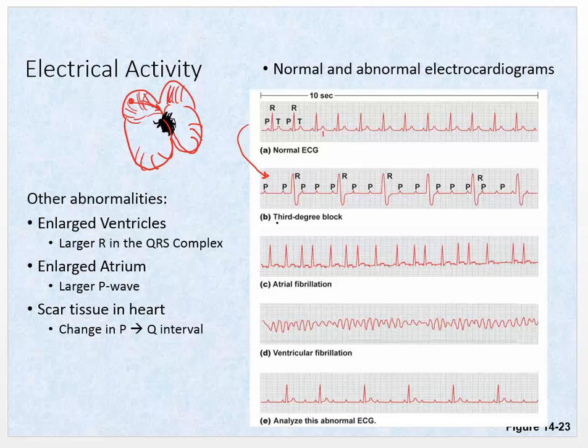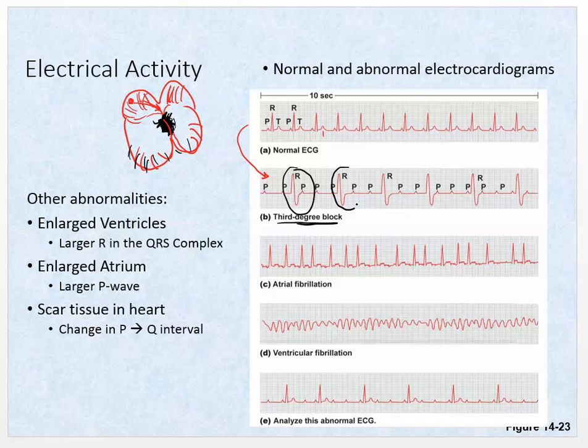It's showing a third degree block. So that means this is very rhythmic, but completely independent, and you're depending on the autorhythmic properties of the ventricles to even make this happen. Okay?